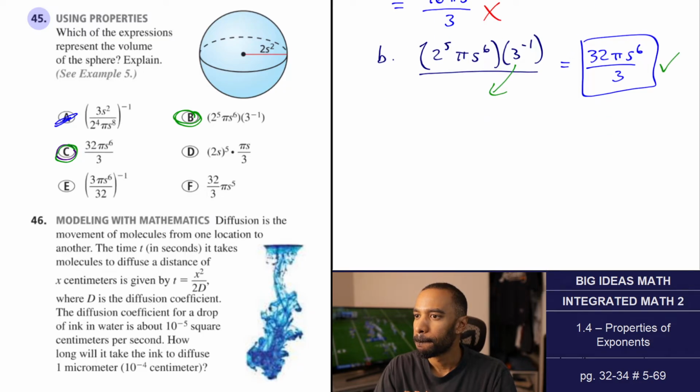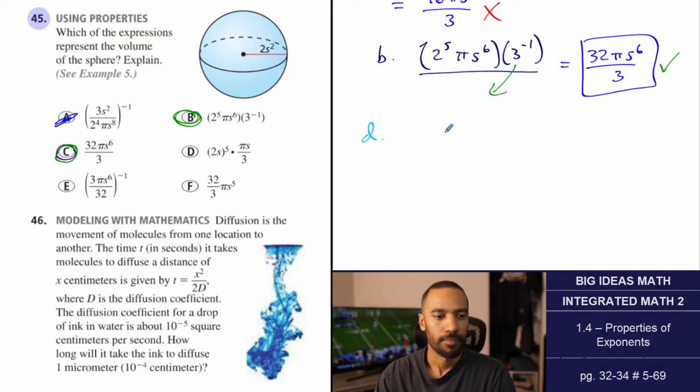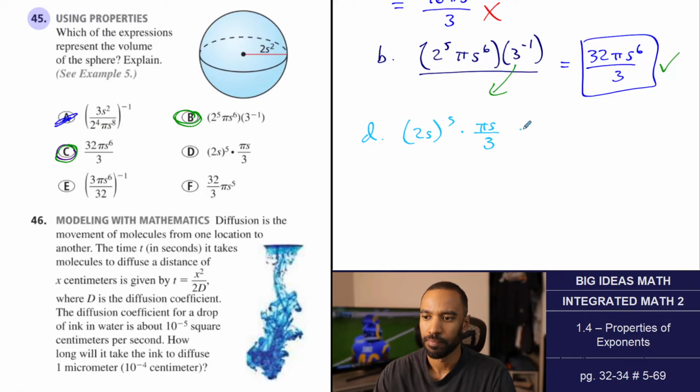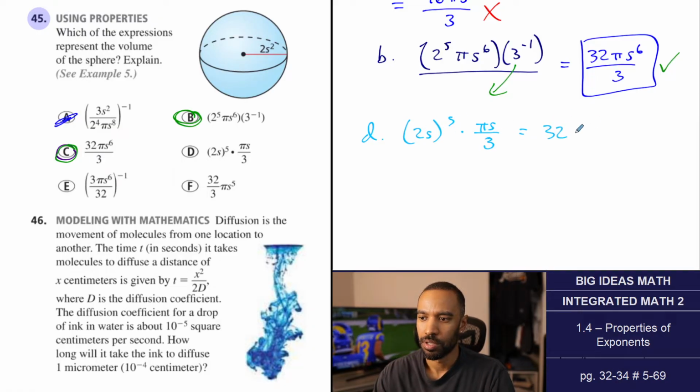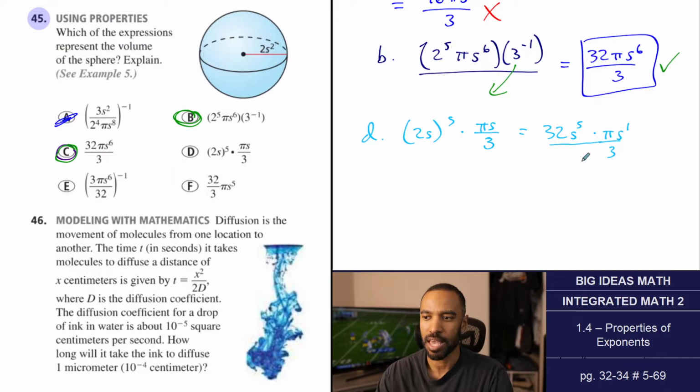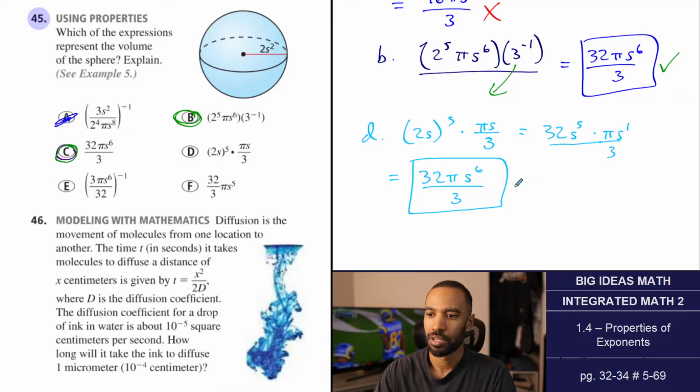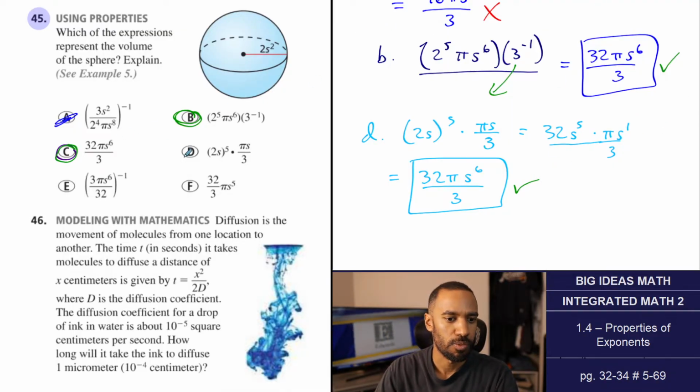D, 2s all to the 5th times pi s over 3. 2 to the 5th is 32. S to the 5th is here times pi s over 3. Remember, this is a product, so everything's really over 3 here. S to the 5th times s to the 1st is s to the 6th. So 32, and I'll write the pi first, and s to the 6th all over 3. D is also correct. So I'm glad I didn't just move on and say it was only C.